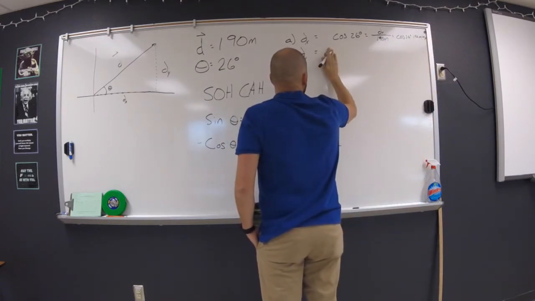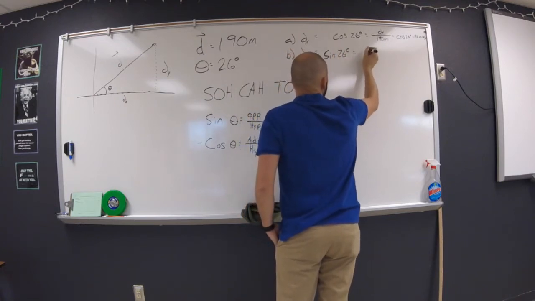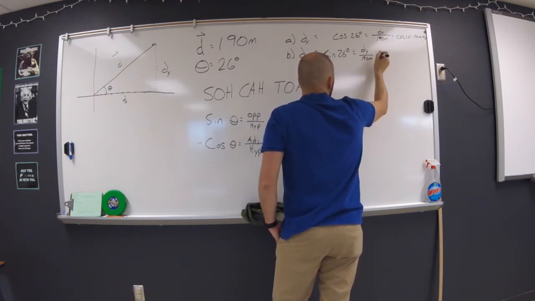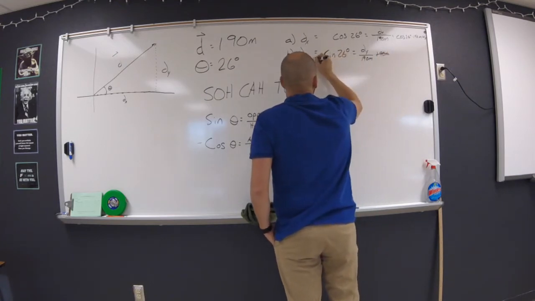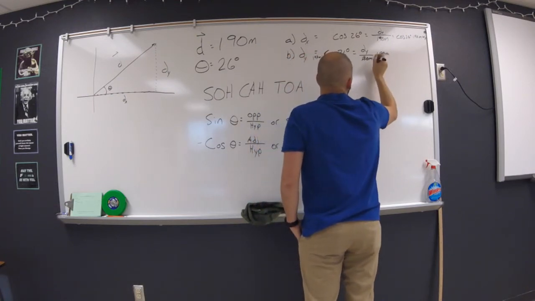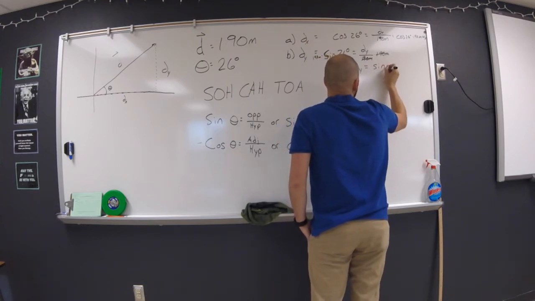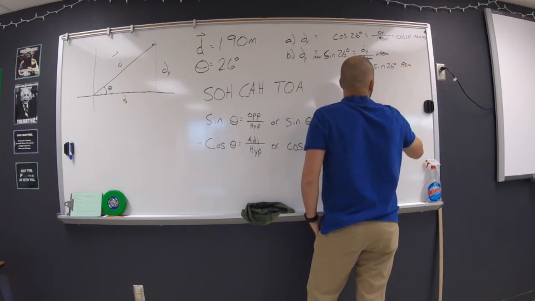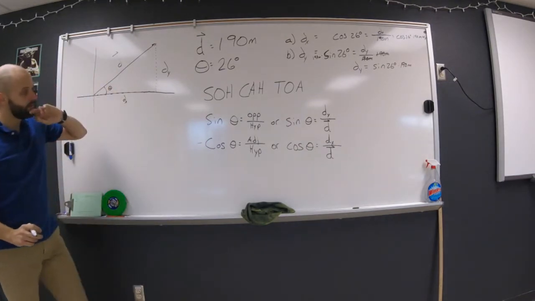This one here is going to be the sine of 26 degrees is equal to dy over 190. On the bottom, multiply both sides by 190. So we end up getting that equal to the sine of 26 degrees times 190 meters. So that's how you're going to find each of those components.